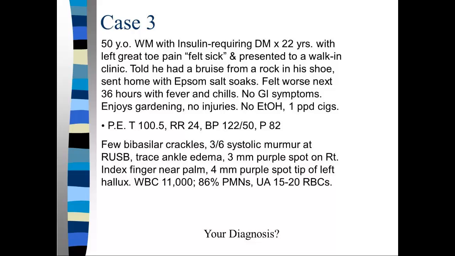Okay. So case number 3, a 50-year-old gentleman with insulin-requiring diabetes, toe pain, had a bruise from a rock in his shoe. He felt worse, developed fever and chills, temperature of 100.5, had a 3 out of 6 systolic murmur, trace ankle edema. He had some skin findings that were significant, had a modest leukocytosis with a left shift, and had some RBCs in his urine. Okay, so who's going to take the lead on this one?